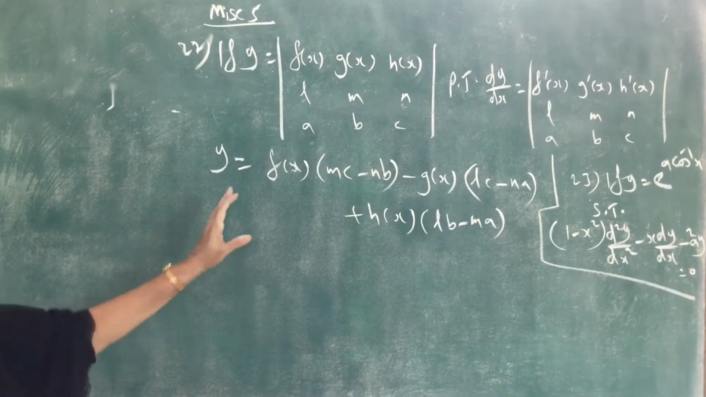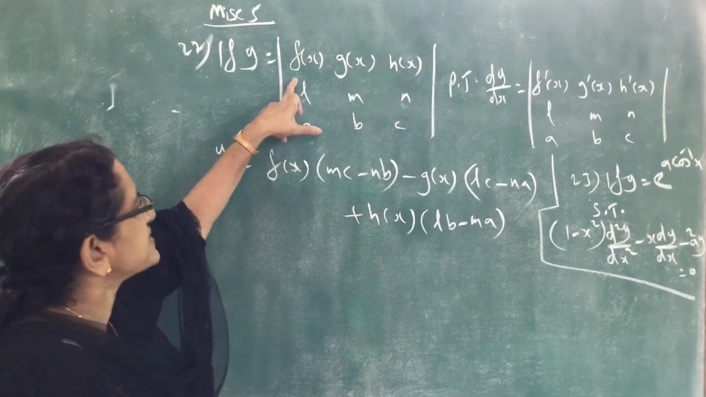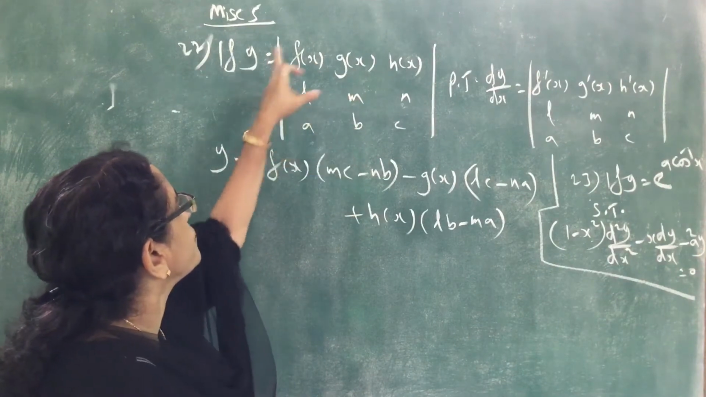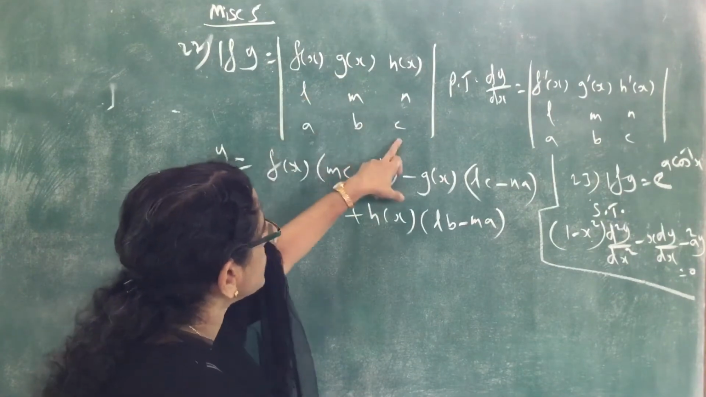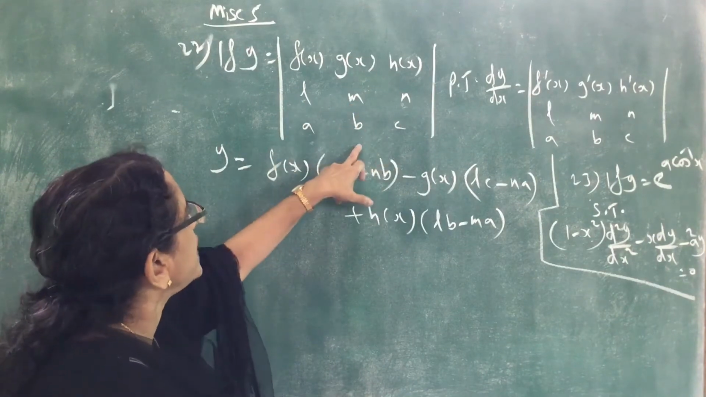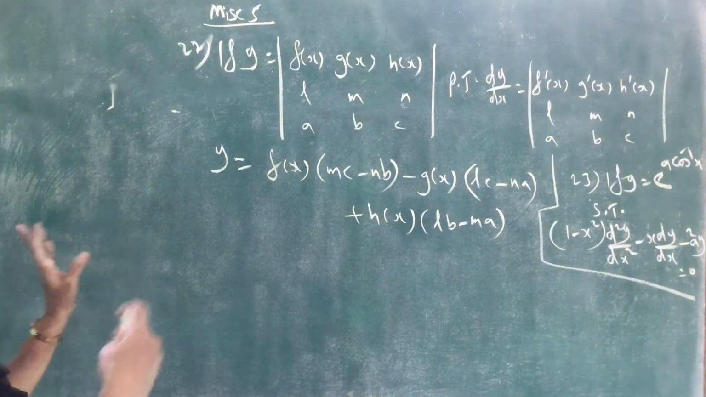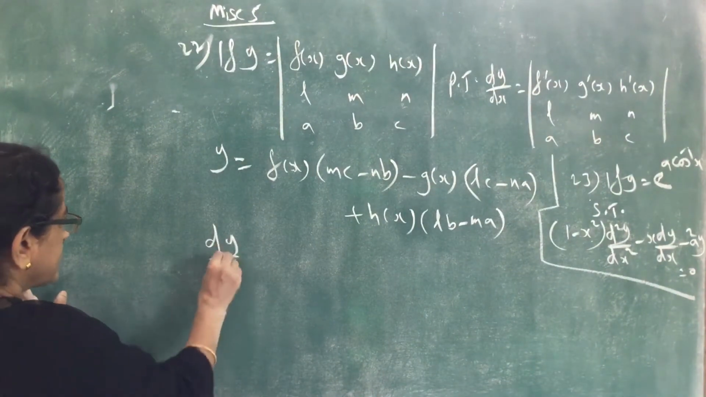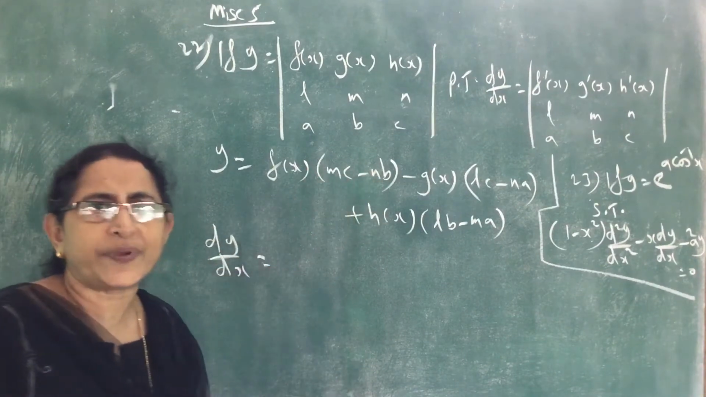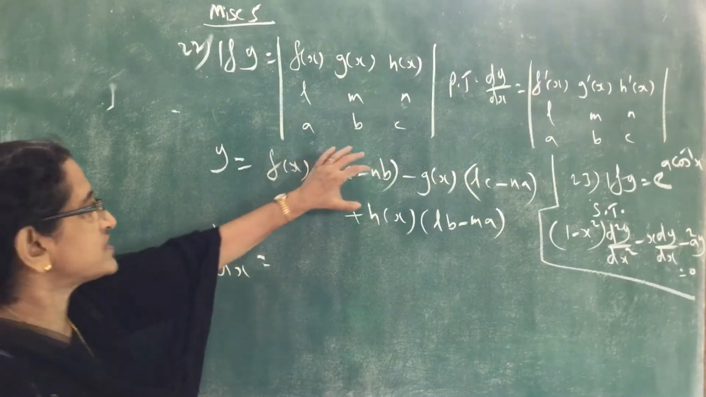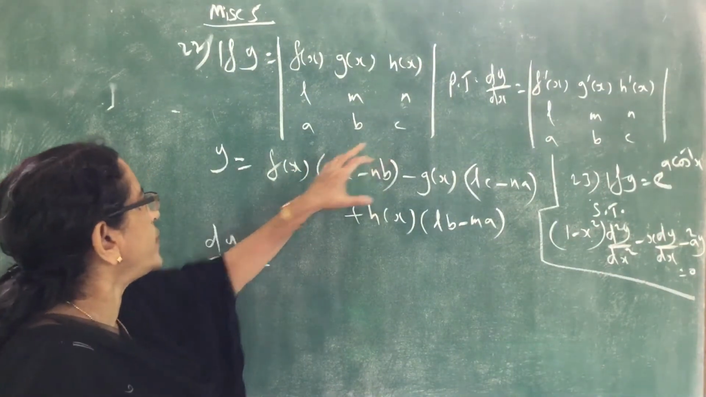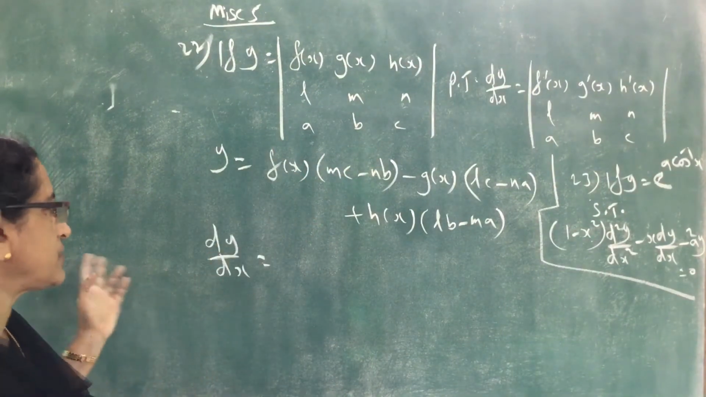When we expand the determinant, we get y equals f of x into MC minus NB, minus g of x into L into C minus N into A, plus h of x into L into B minus M into A. Now when we find the derivative, what is dy by dx? How do we find the derivative of this? See, M into C minus N into B is only a constant. So constant into f of x. What is the derivative? We can write constant into the derivative of f of x.